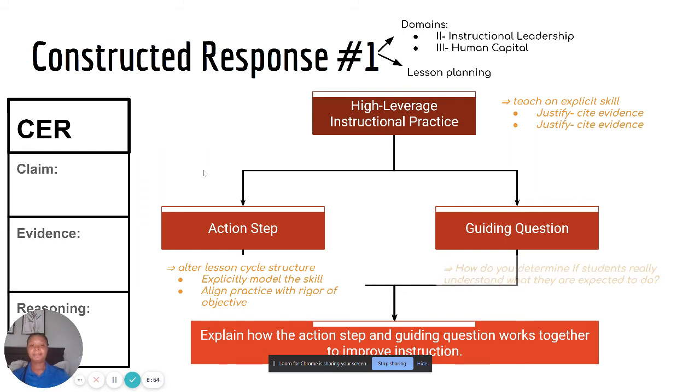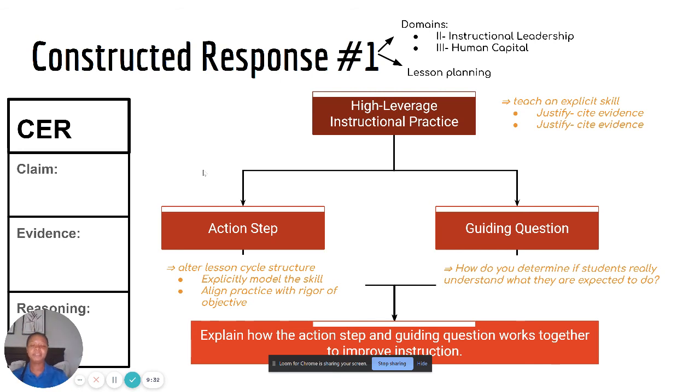Okay. The best guiding question for that would be, how do you determine if students really understand what they are expected to do? Because if you ask that question to the teacher, they have to think about it. They have to think, do I know that they know what they're expected to do? Not how do you know that they learned it? Not that. It's a skill issue. They missed a skill. So how do you understand that the students really understand what they're expected to do? And then hopefully you can keep guiding them back to, oh, maybe I didn't teach it explicitly.